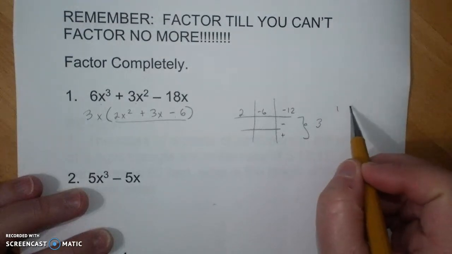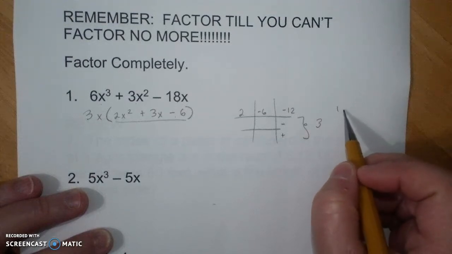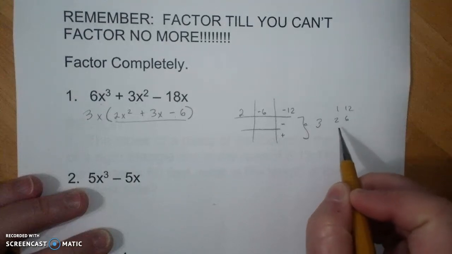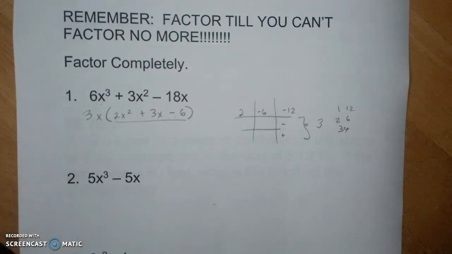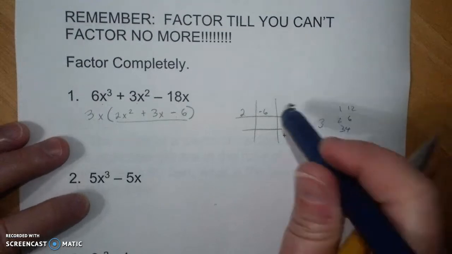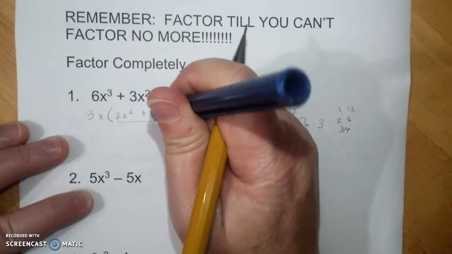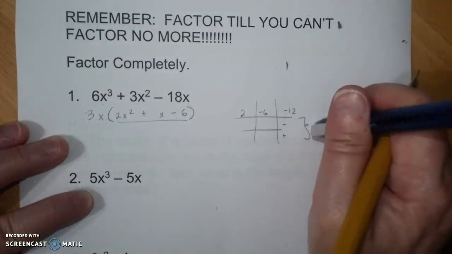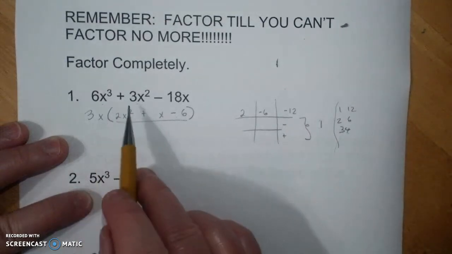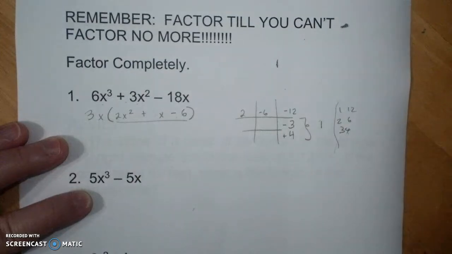So we have 1 and 12 and 2 and 6 and 3 and 4. And when I was doing this, I was like, I don't see anything that gets to 3. When I took out the 3x, this should have been just an x right here. So this is a 1. And then when I'm subtracting, it's the 4 and the 3. The larger one is positive, so the 4 goes there, the 3 goes there.